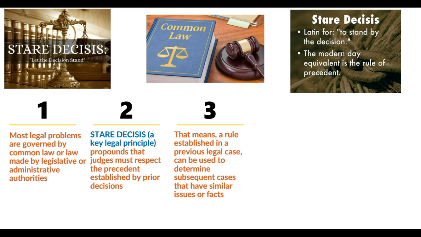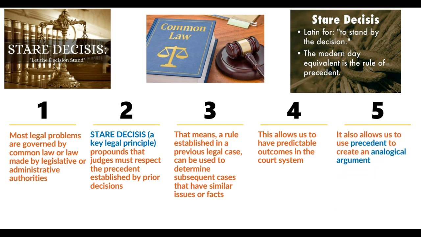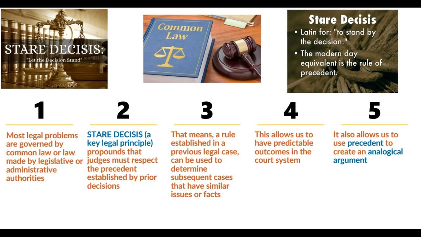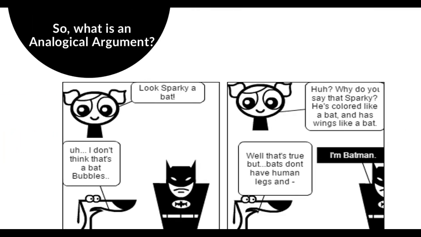It means that a rule established in a previous legal case can be used to determine subsequent cases that have similar issues or facts. This allows us to have predictable outcomes in the court system. It also allows us to use precedent to create an analogical argument. So what is an analogical argument and what does it look like?